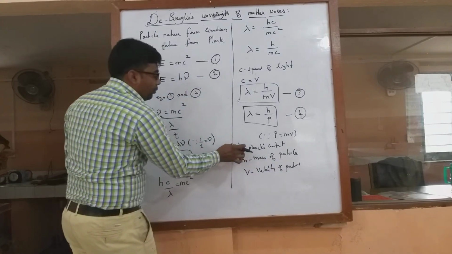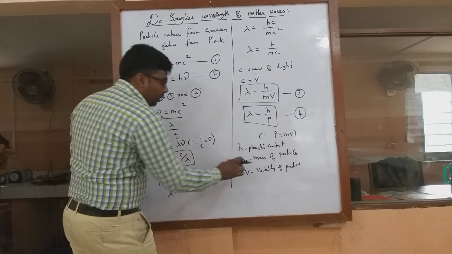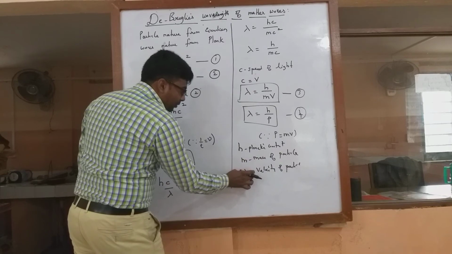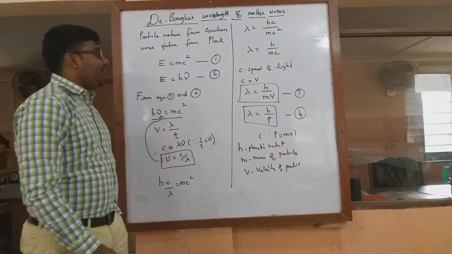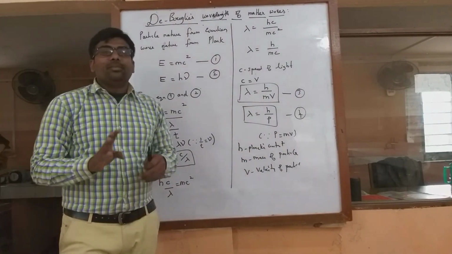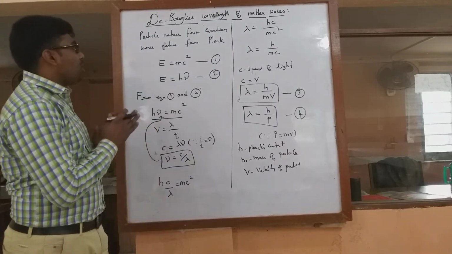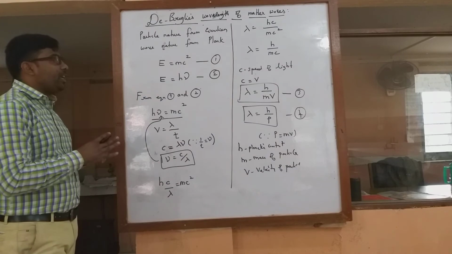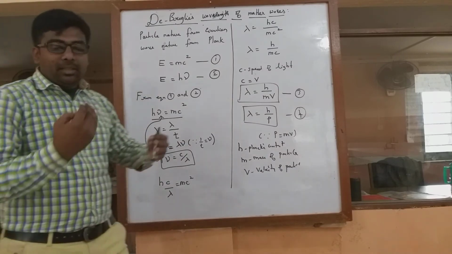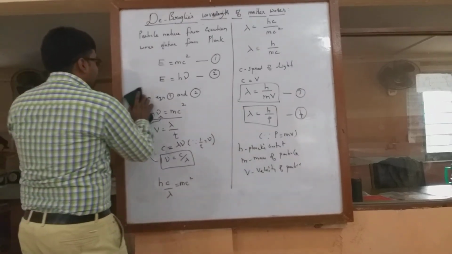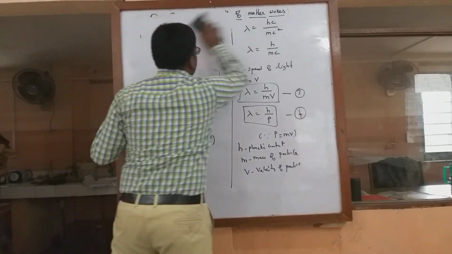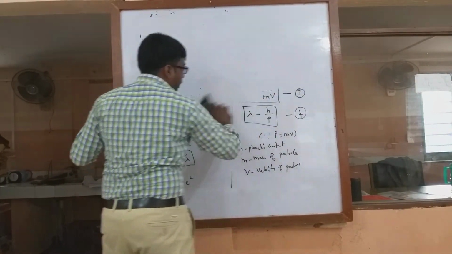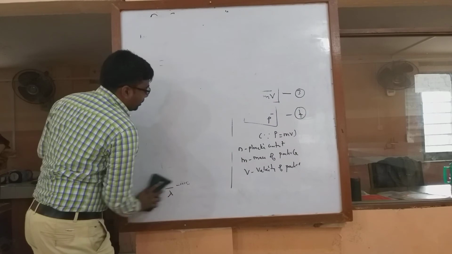h is a constant we already know, and if you know the mass of the particle and v of the particle, then we can easily find out the wavelength of matter waves. So this is the first equation given by de Broglie to find out the wavelength of matter waves. The last one is, so when we are doing it for the wave, of course we have to do it for the particle.